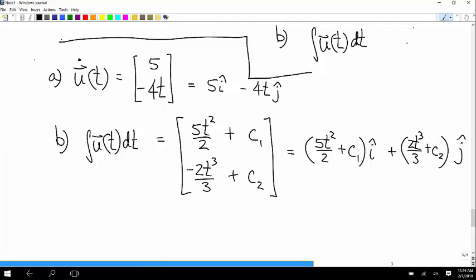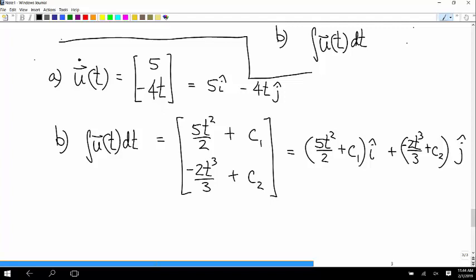Any questions about that? Okay, so that's general vectors.